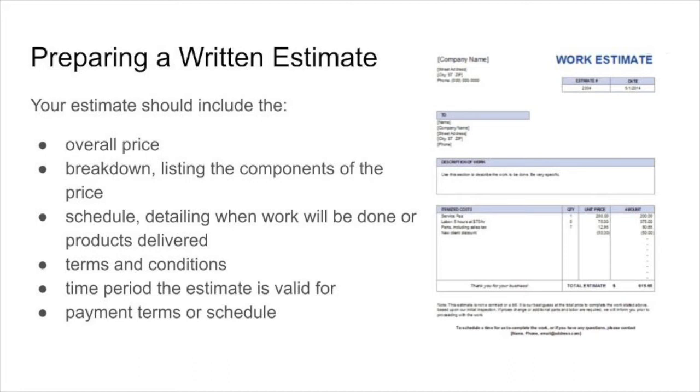They have the name of your company. They have the overall price, the breakdown, a schedule in terms of time, the basic terms and conditions, the period for which the estimate is valid, and the payment terms. So a lot of those things should be included in any work estimate that you give someone. Again, you don't want to spend a lot of time doing a work estimate. It is a good guess. It's not cast in stone, but those are the basic things that you want to put on it. And as I say, there are lots of templates out there that you can use.